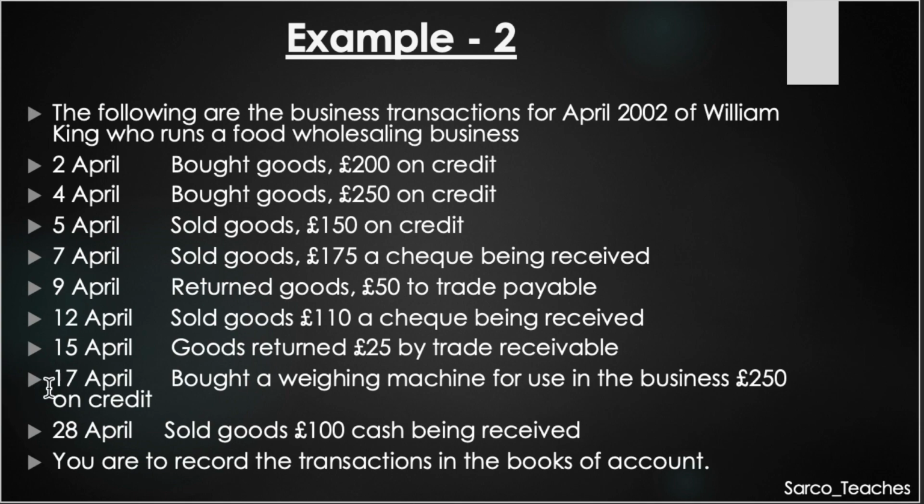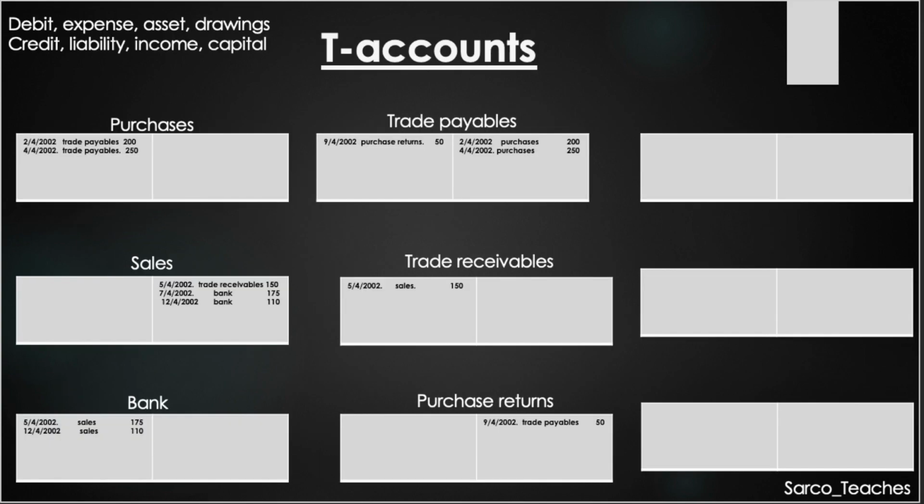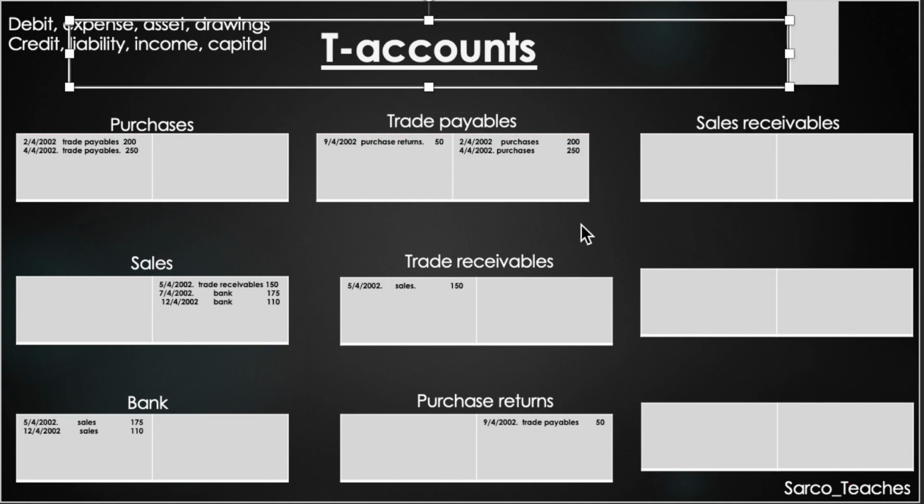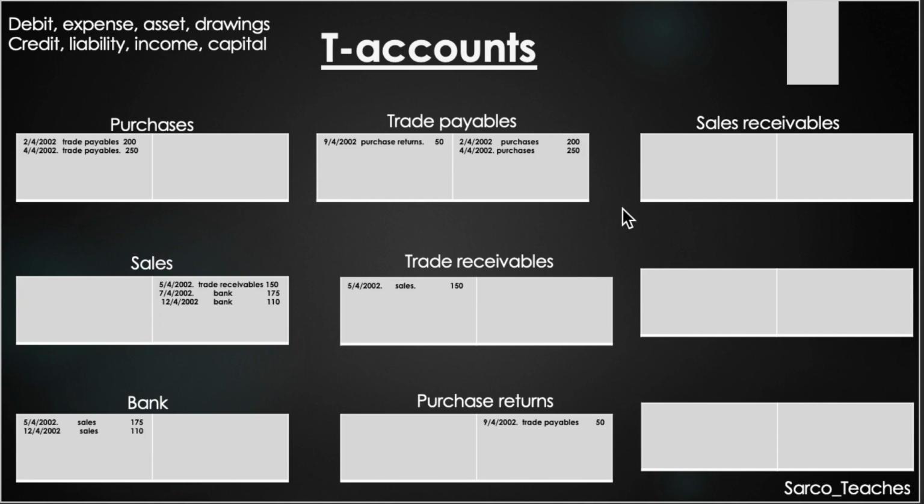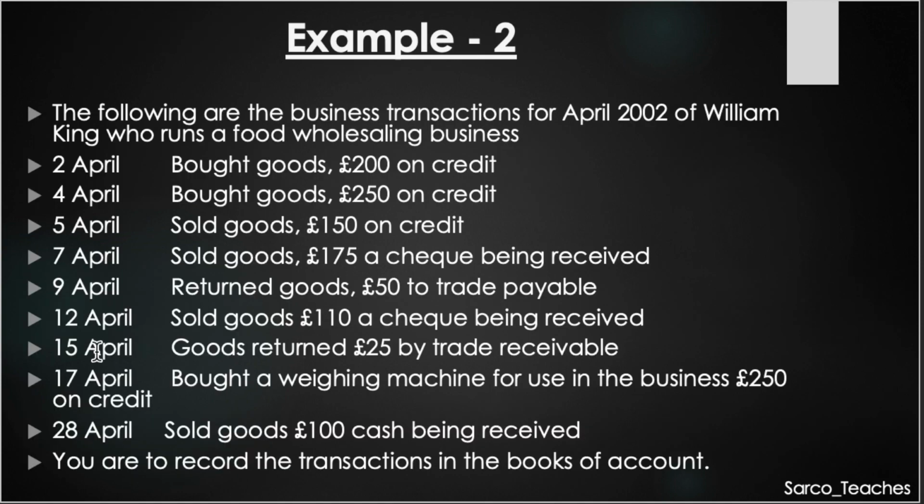On the 15th of April, goods returned £25 by trade receivable. So the two accounts I will be using are trade receivables and sales return. Once again, the reason why we don't use the sales account is because in the income statement, there's a section for sales return, so you have to put the balance of the sales return account into it. So now we've made the sales return account. I apologize, I've written sales receivables instead, but I'll fix the error later.